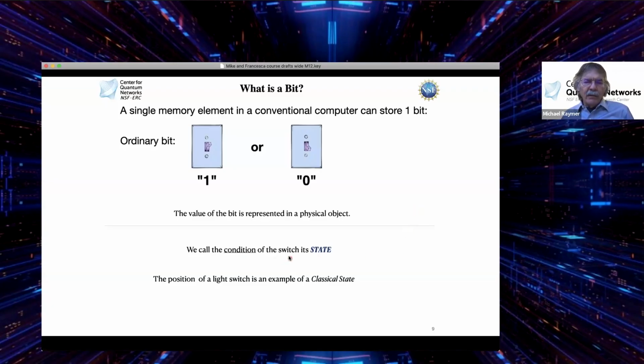We call the condition of this switch, for example a light switch, its state. And this word state will be used many times in the lecture here. Okay, so the position of a light switch is an example of a classical state. That's not the same as a quantum state, which we'll get to in a minute.